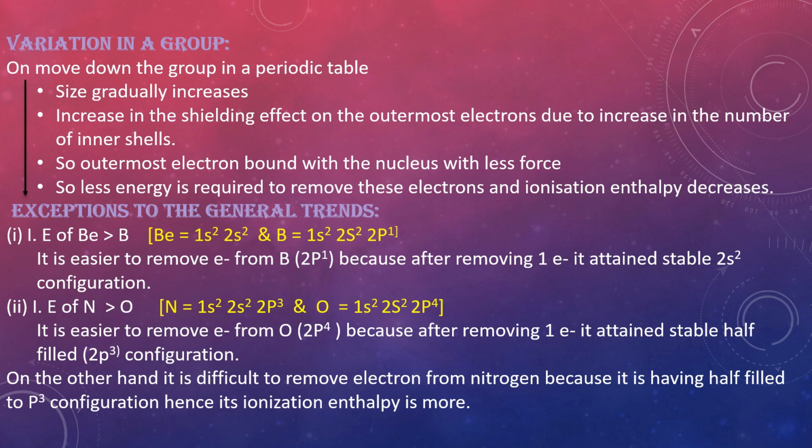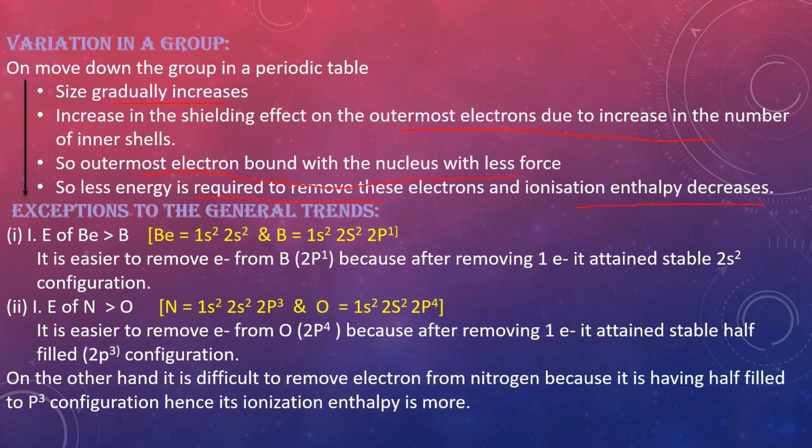When we move down the group, top to bottom, the size gradually increases because the number of shells increases. Hence, the shielding effect or screening effect on the outermost shell is increasing, or we can say the outermost shell electron is bound to the nucleus with less force. So less energy is required to remove this electron. That means ionization enthalpy decreases down the group. Now there are some exceptions to this general trend.